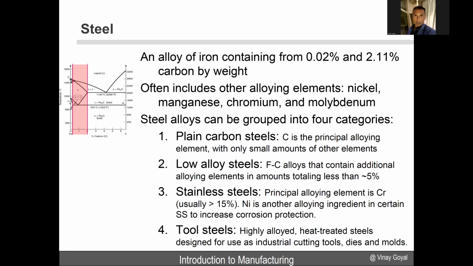Stainless steel has a principal alloy element, usually greater than 15%. And then nickel is another ingredient that's added to increase the corrosion protection. Also, these materials are very ductile. Then you have tool steels, which are used for tooling. They're highly alloyed, they're heat treated, and they're usually used for cutting, dies and molds. They need to be very strong and stiff.